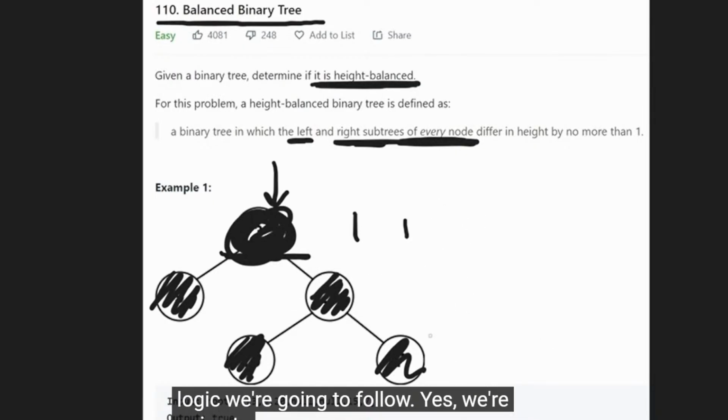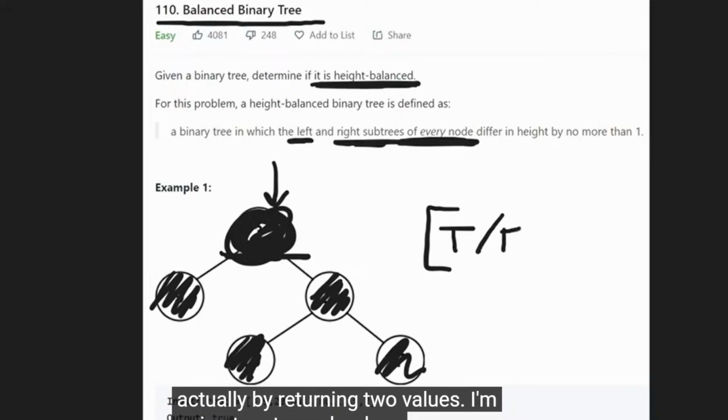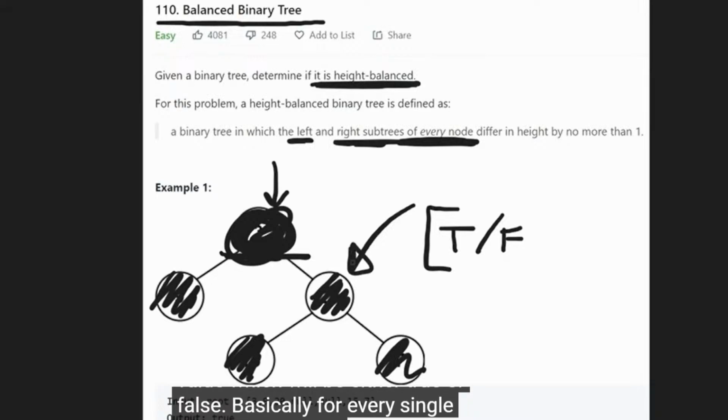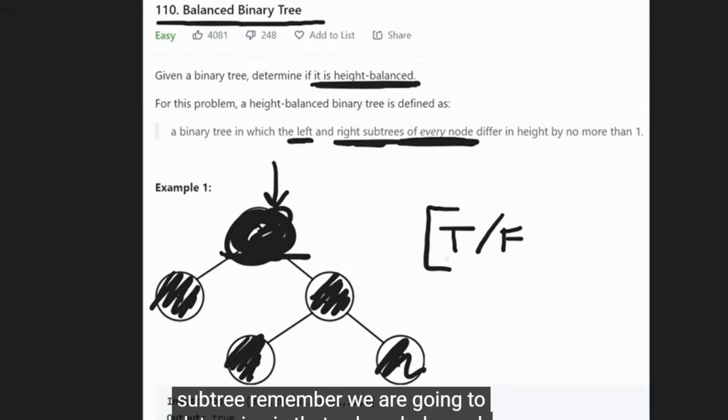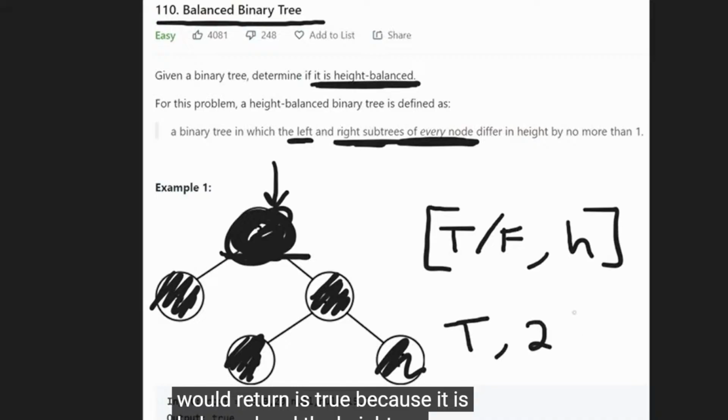Yes, we're going to do this recursively, and there's many ways to code this up. The main way I'm going to code this up is actually by returning 2 values. I'm going to return a Boolean as the first value, which will be either true or false. Basically, for every single subtree, remember, we are going to determine, is that subtree balanced? We'll return a true or false for that. And the second value will be the height of that subtree. So from this subtree, what we would return is true because it is balanced, and the height we would return is 2, right?